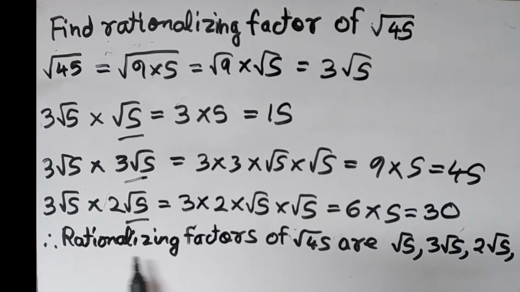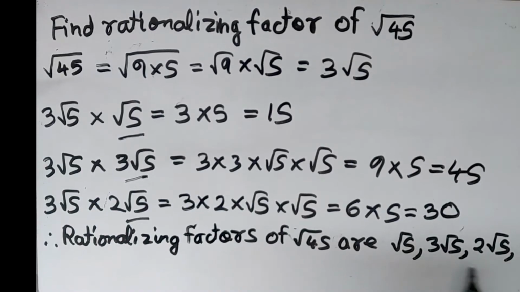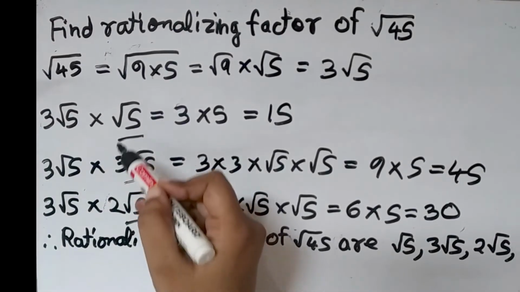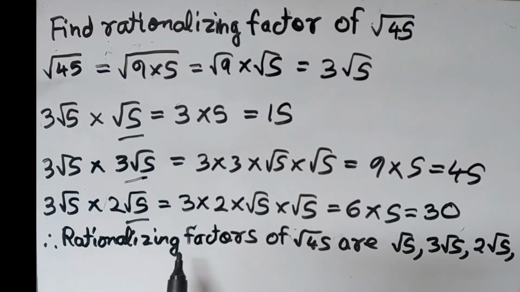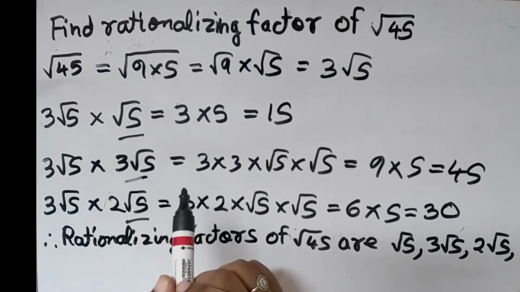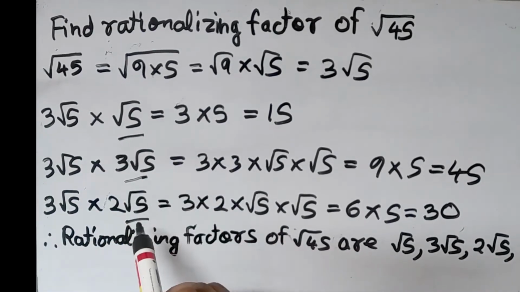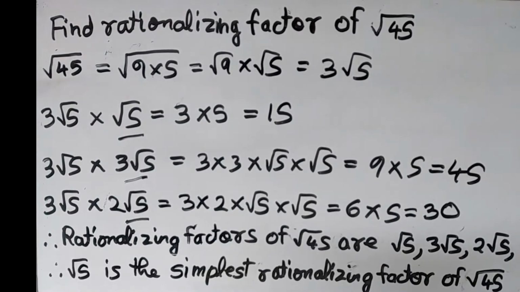Okay. Therefore, what are the rationalizing factors of root 45? Root 5, 3 root 5, 2 root 5 and so on. Okay, we can find many rationalizing factors. Here we found 3 rationalizing factors. We can find many such rationalizing factors like 5 root 5, 4 root 5, 9 root 5 and so on. But which factor is the simplest of these rationalizing factors? Which is the simplest? Root 5. Okay, see. So, root 5 is the simplest rationalizing factor of root 45.